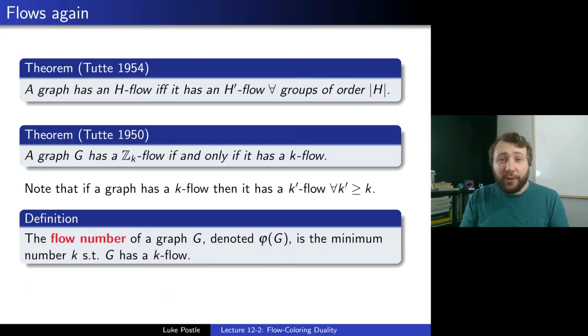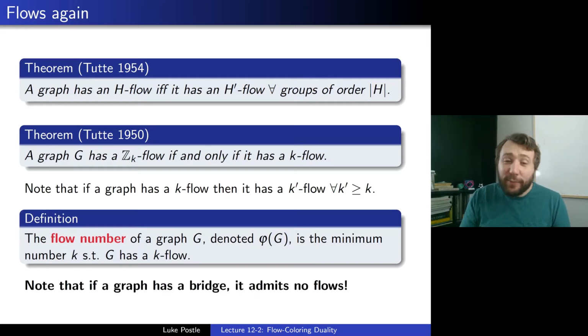But I want to make one important note: if a graph has a bridge, then it admits no flows. Remember a bridge is an edge that would create two components when you delete it. If you have a bridge, you have no flow. Why is that? Because if you had a flow, then the flow number across a cut has to be 0. That would mean that the edge would get a value of 0, and it wouldn't be nowhere 0, so it wouldn't be a flow as per our definitions. So we'll really be only studying bridgeless graphs, graphs without bridges.